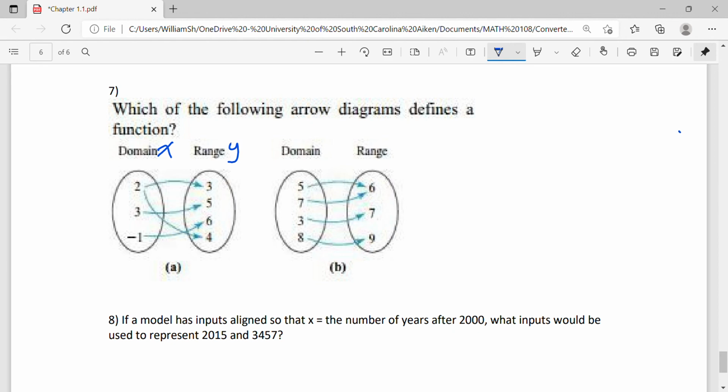Now we have to think back and remember that domain is your x, range is your y. We only have an issue with it not being a function if your x is repeated for the same one. So simple way to do this, that was a terrible drawing, guys. For the first one, I'm going to draw a graph.